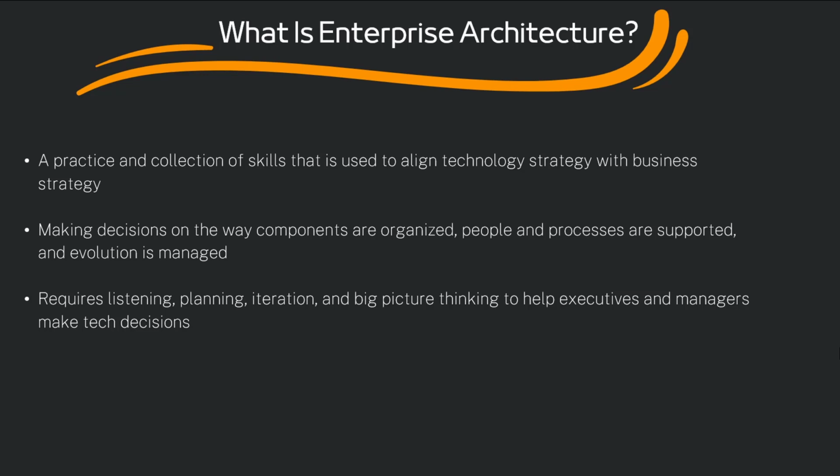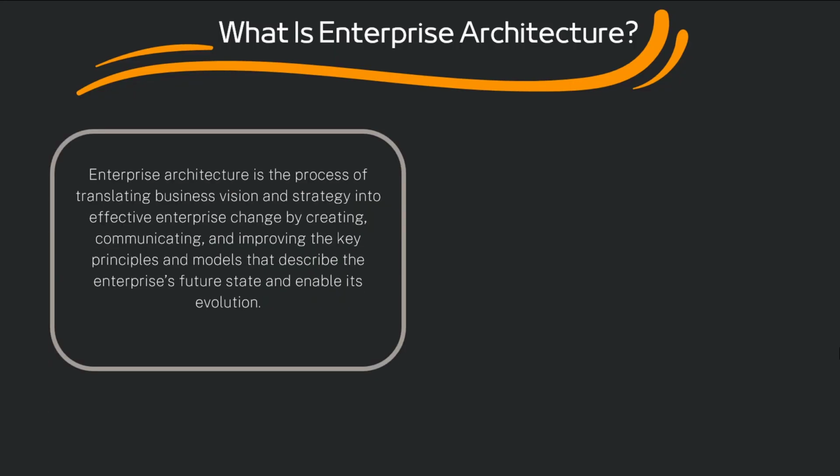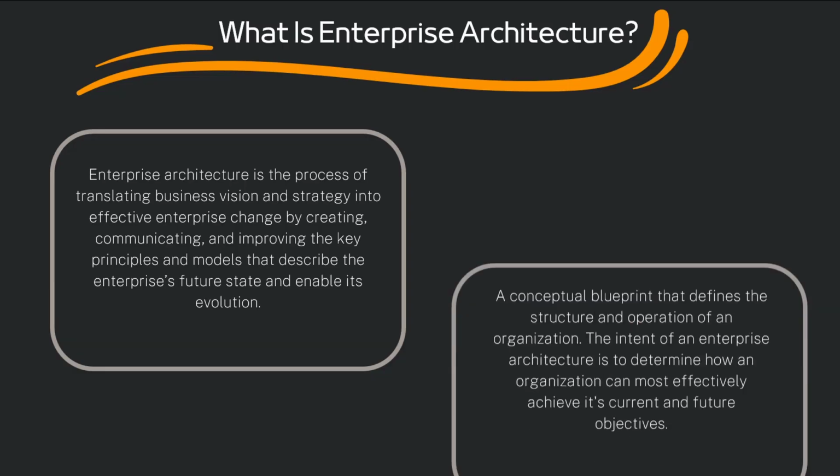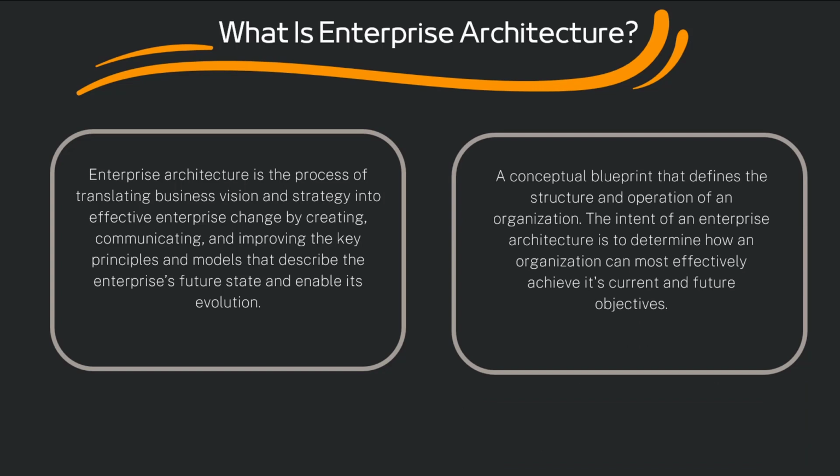Let's explain it once again in a fresh manner. Enterprise architecture is the process of translating business vision and strategy into effective enterprise change by creating, communicating, and improving the key principles and models that describe the enterprise future state and enable its evolution. Or we could say a conceptual blueprint that defines the structure and operation of an organization. The intent of an enterprise architecture is to determine how an organization can most effectively achieve its current and future objectives.